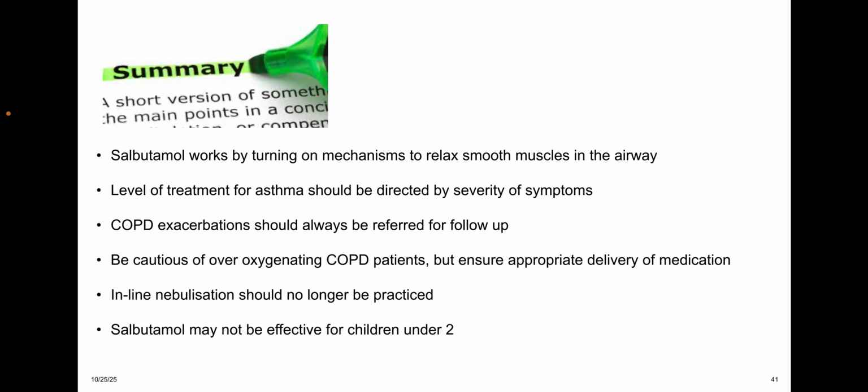So in summary, salbutamol works by turning on mechanisms to relax smooth muscles in the airway. The level of treatment for asthma patients should be directed by severity of outcomes. COPD exacerbations should always be referred for follow-up. We should be cautious about over-oxygenating COPD patients, but again, we should ensure appropriate delivery of the medication. Inline nebulization should no longer be practiced, and salbutamol may not be effective for children under the age of 2.